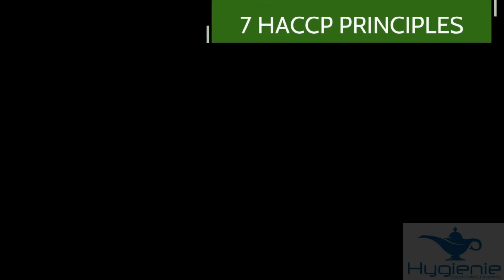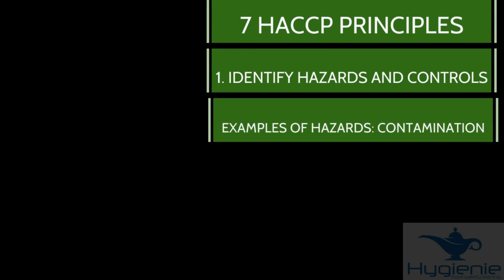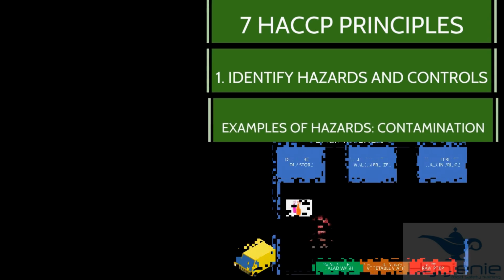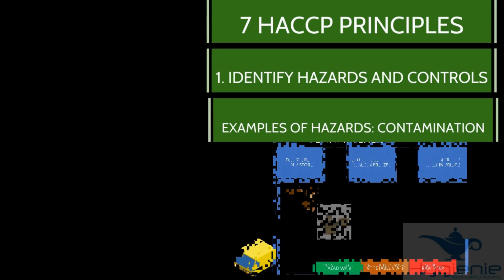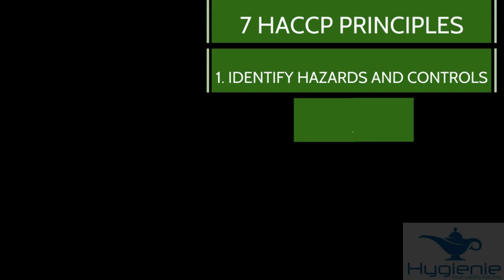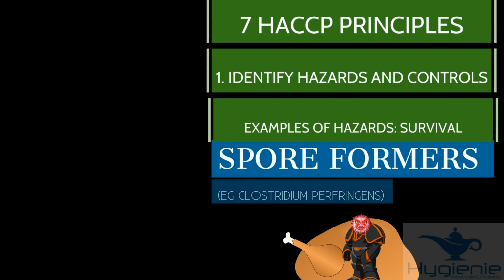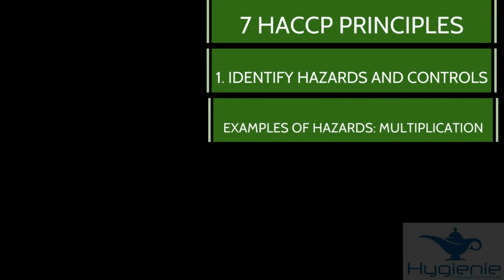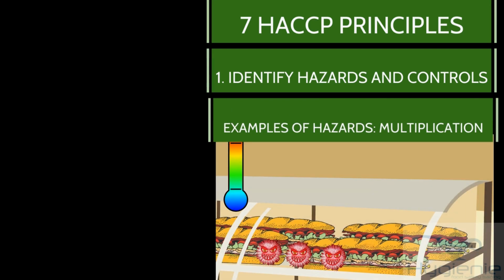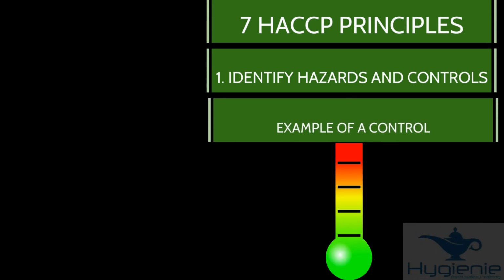Step 1 is identify hazards and controls. Hazards could be contamination, such as microbiological, chemical, physical, or allergenic. Hazards could be survival, for example, surviving high temperatures. And hazards could be multiplication, bacteria multiplying and growing. An example of a control would be temperature control.